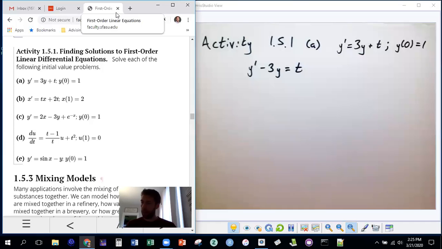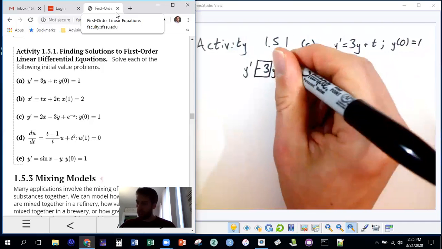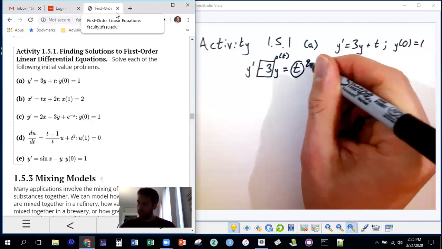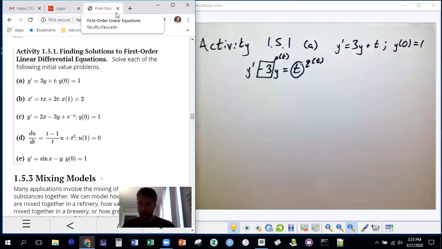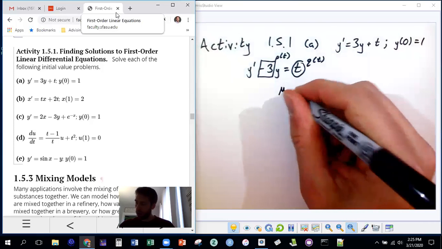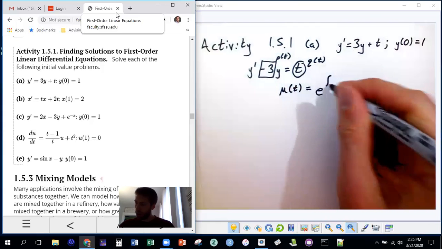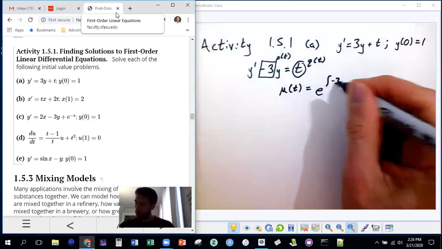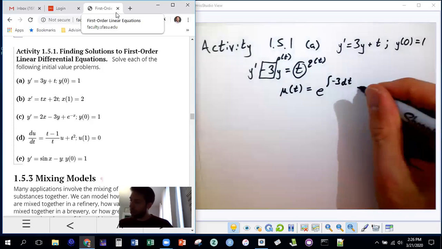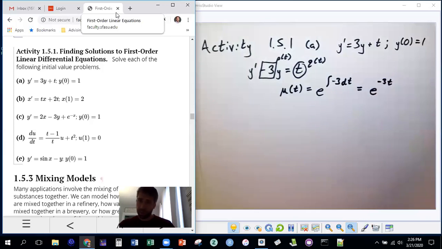Okay, and that makes this thing right here, that's my little p of t. And this is little q of t. Okay, so that means my integrating factor is equal to e to the integral of little p of t dt. Well, that's conveniently a nice integral. That's equal to e to the negative 3t.